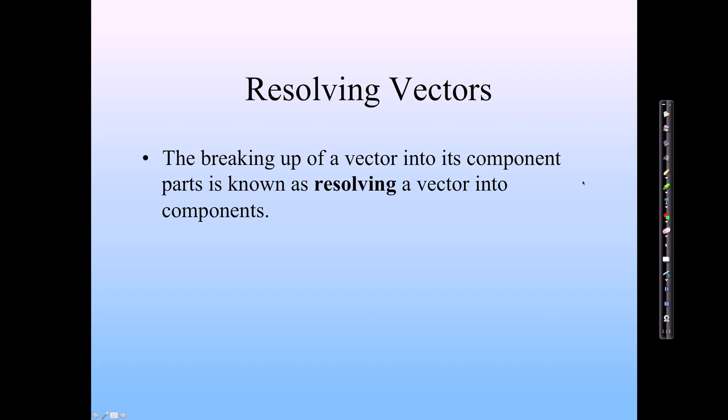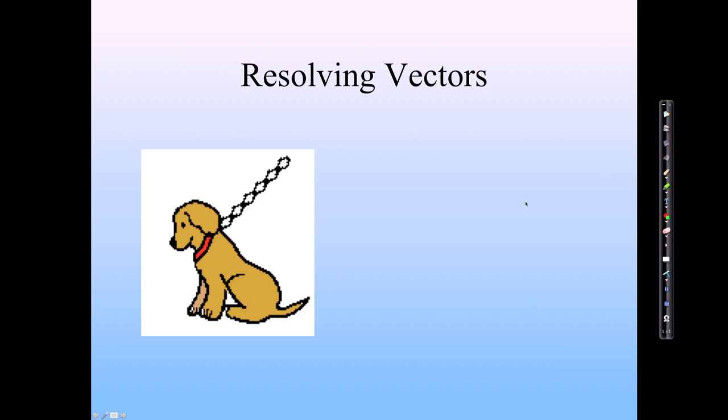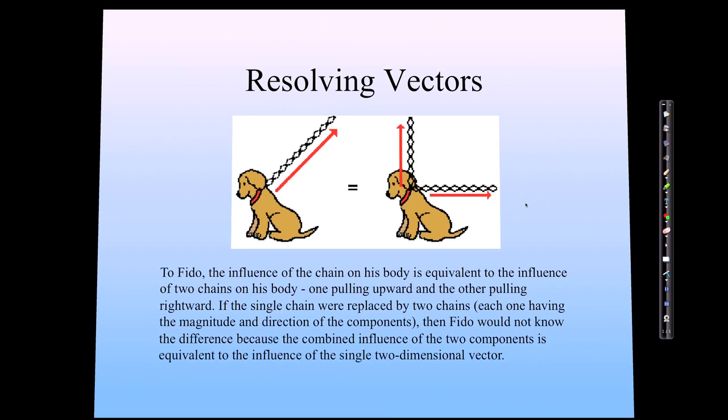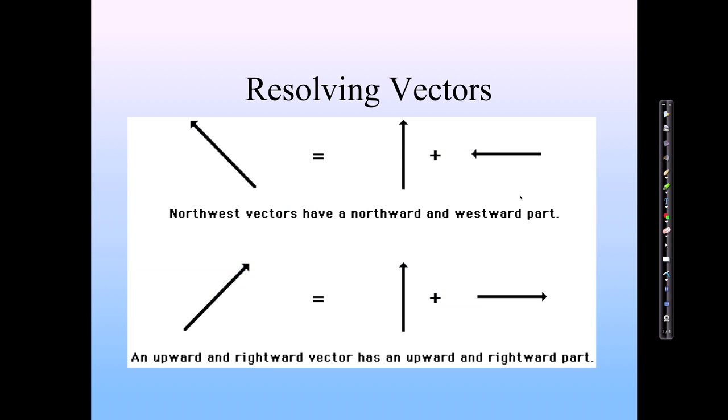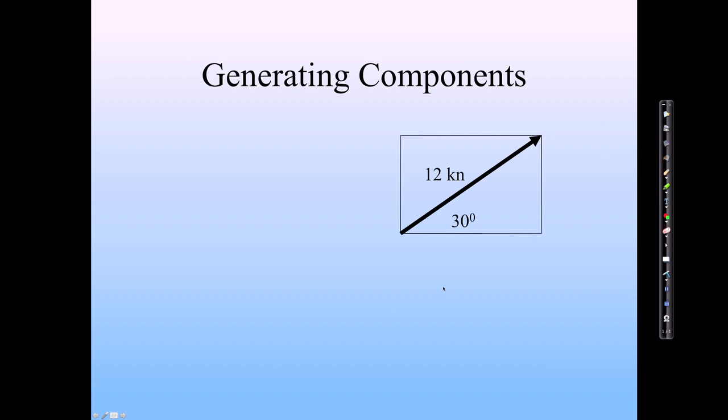And so we can break any vector up into its components, which are directed along the x and y axis. And here's how we'll do it. If you have a vector northwest, you'll know that it has a north component and a westward component. And if you have a vector that's pointed up and right, you know that it has an upward component and a rightward component. So let's see how we do this.